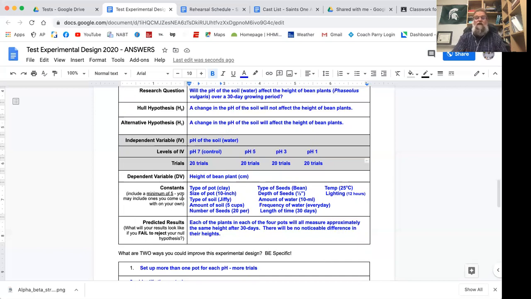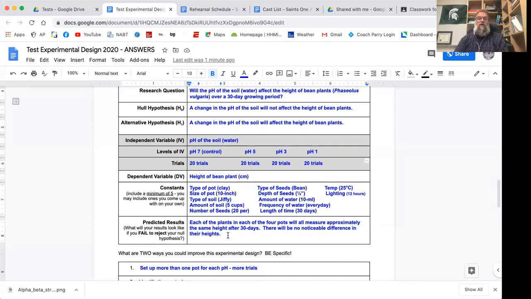So don't just put type of pot, but give me a specification. It's going to be a clay pot. Don't just tell me the size of the pot, give me a specification. It's going to be 10 inches. Don't just tell me the amount of soil, tell me how much soil, 5 cups. Don't just tell me the amount of water, tell me how much water, 10 mils. Make sure that you define each of your constants when you list them. That means every pot, all 4 pots, this whole list has to be the same for all 4 pots. Otherwise, you can't be sure it's the pH that's causing the difference.